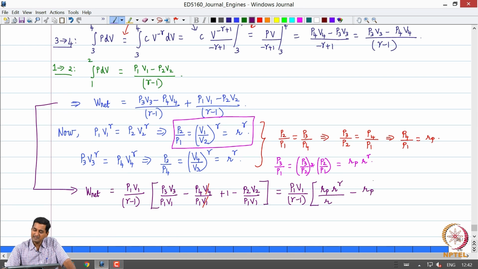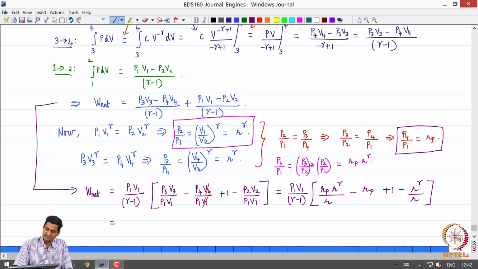P4 by P1 is Rp, we just got it here, right. P4 by P1 is Rp, right. I am going to substitute for that, then I will have plus 1. What is P2 by P1? It is R power gamma, we get it from here, and what is V2 by V1? Once again 1 by R, right. It is a reciprocal of the compression ratio.